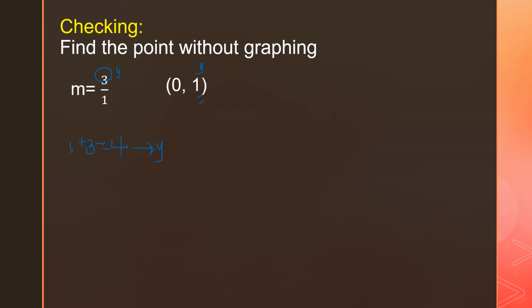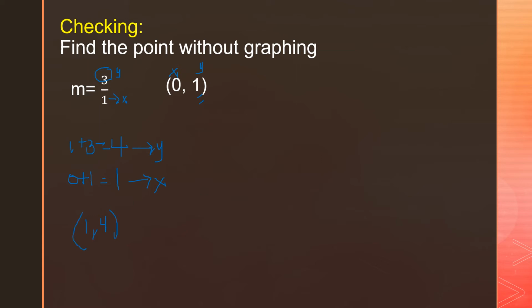We also have x in our slope, so we have 1 as our change in x, and we also have x in the ordered pair, that is 0. So let us add them. 0 plus 1 equals 1. This will be our x. Therefore, the point is 1, 4.